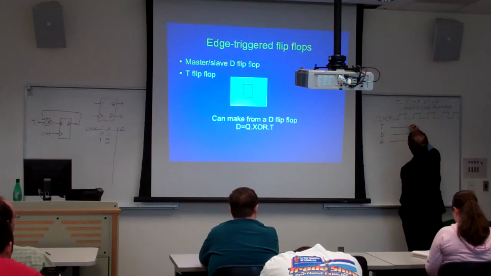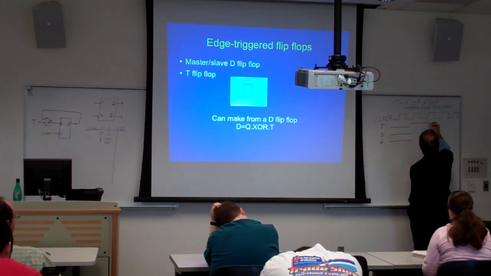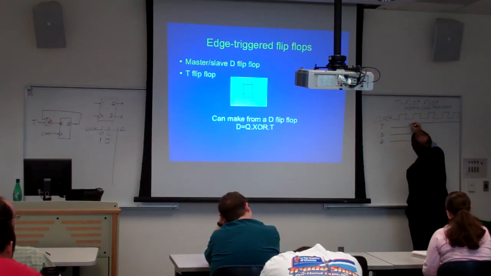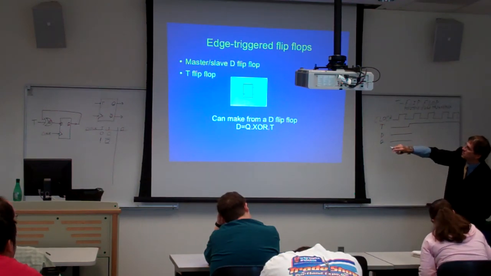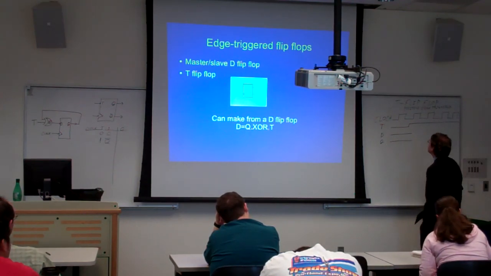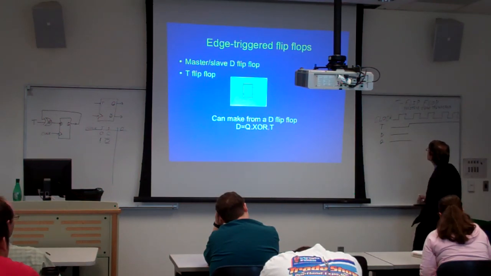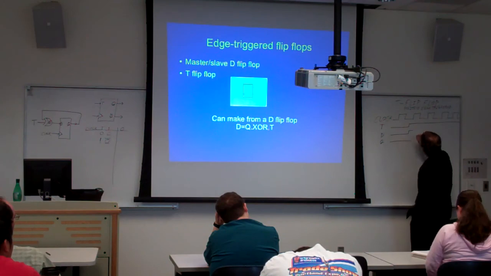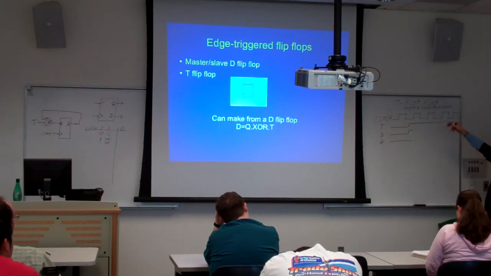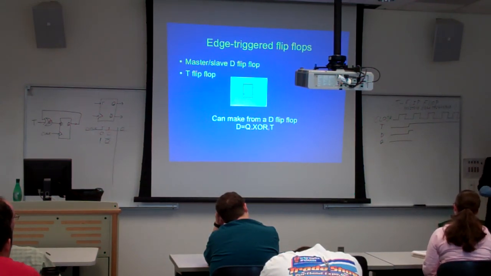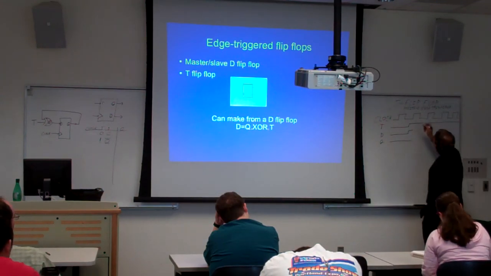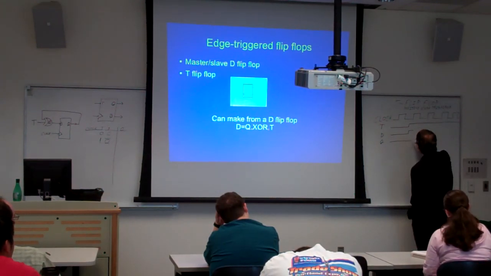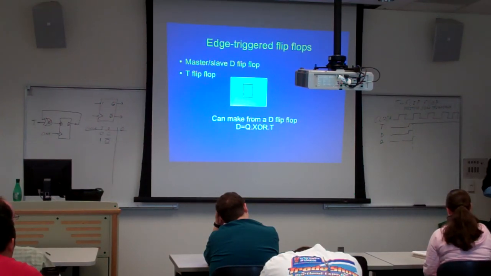If I raise T to a 1, then D becomes the complement of Q. So when I raise T to a 1, D also raises to a 1. And when you hit the positive edge of the clock, D gets loaded into the flip-flop and appears on Q. So at this point, Q goes to a 1. Okay, you with me so far?